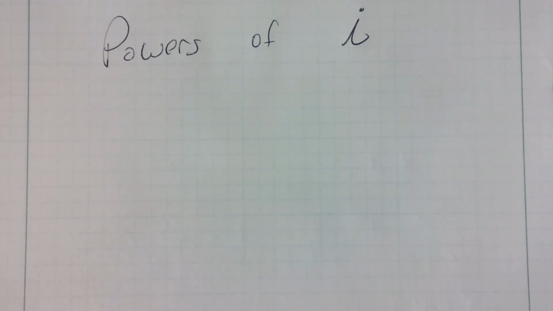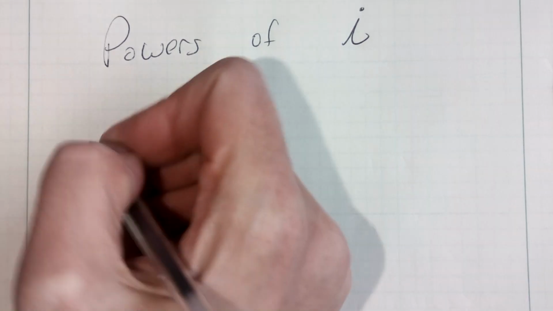It's called Powers of i because it's a very simple lesson where every single one of your answers will be one of four things. You'll either get a 1 for an answer, you'll get an i for an answer, you'll get a -1 for an answer, or you might get a -i for an answer. But let's make sure we understand why that is.